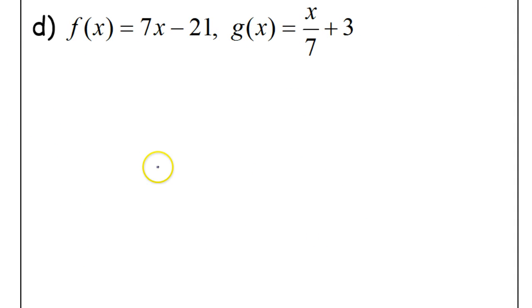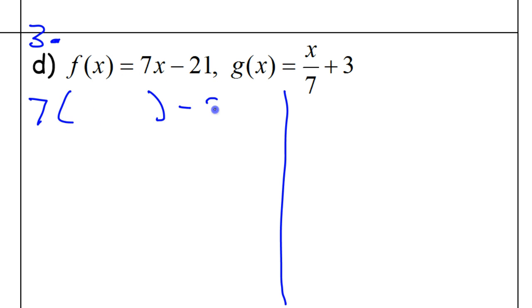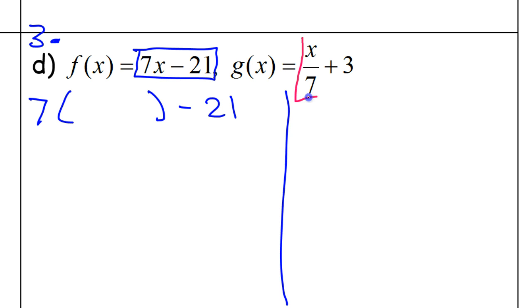Okay, let's look again. And again, this is still problem number 3. Alright, so let me just split this down the middle because we have to do it both ways. So, to show these are inverses, I'm going to substitute each function into the other and see if I get x both times. 7x minus 21 becomes 7 parentheses minus 21. Alright, that's function f right there. But now I'm going to substitute in function g. So x over 7 plus 3. So here I've got x over 7 plus 3.